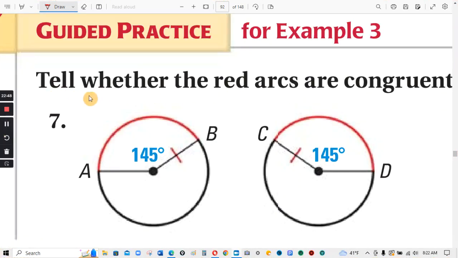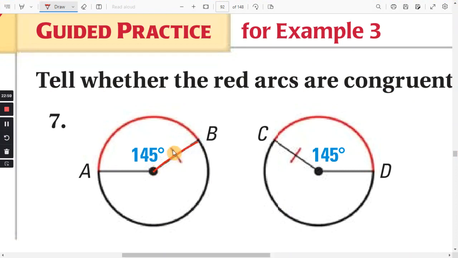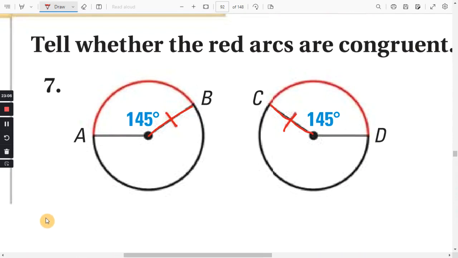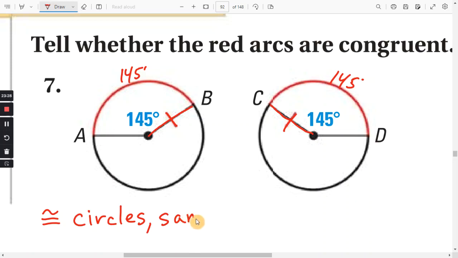All right, so please tell me whether the red arcs are congruent here and say why or why not. Right here again we have the radius. It's marked with a tick mark. The radius here is marked with a tick mark. Congruent circles have the same radius, so we do have congruent circles. The arc right here in red is 145, and this arc right here in red is 145. So we have congruent circles and same measure. So the answer is yes, the arcs are congruent.